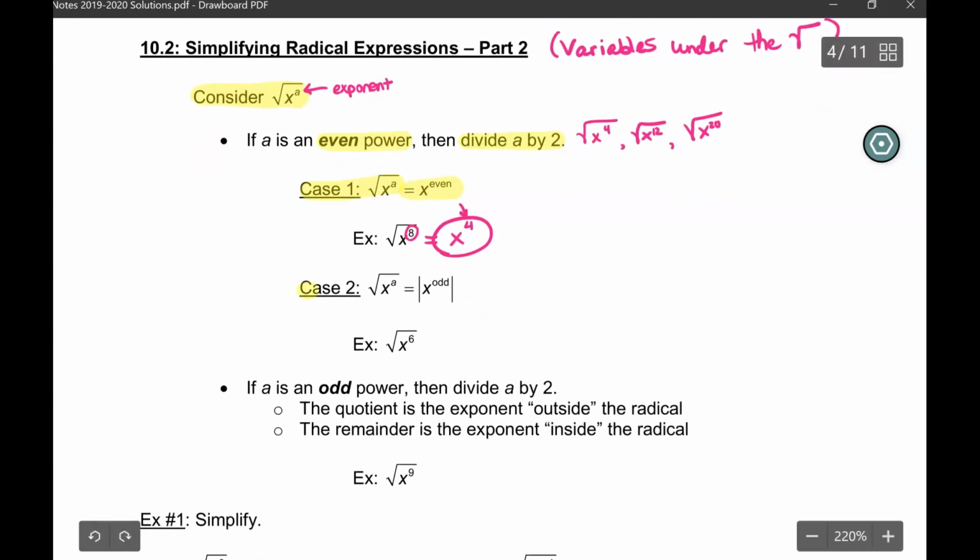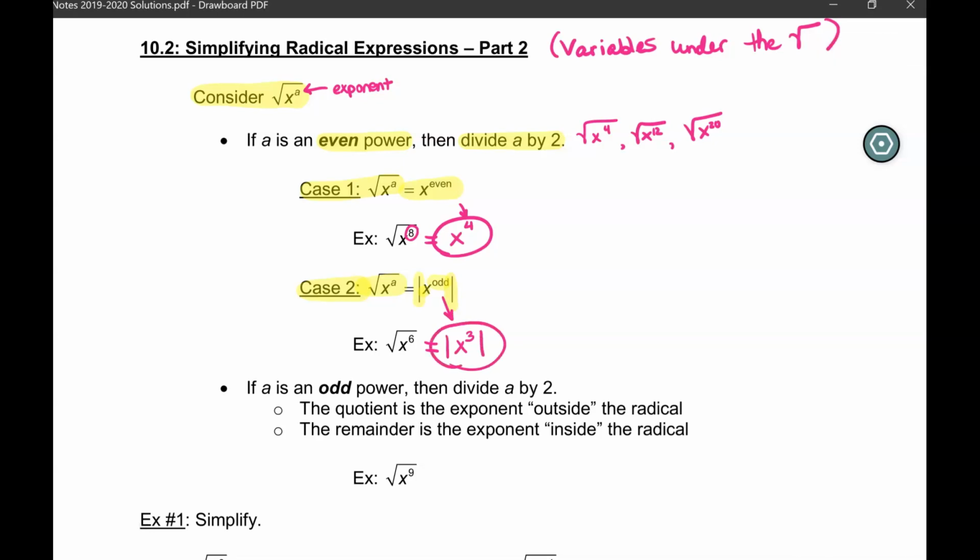Case 2 is what happens if we take the square root and we get an odd exponent. What we have to do is put it in absolute value. So here's an example. I have square root of x to the 6th. First I'm going to take the 6 and divide by 2, and I get 3. Do you see how you get an odd exponent? Whenever we get an odd exponent, we're going to put it in absolute value.